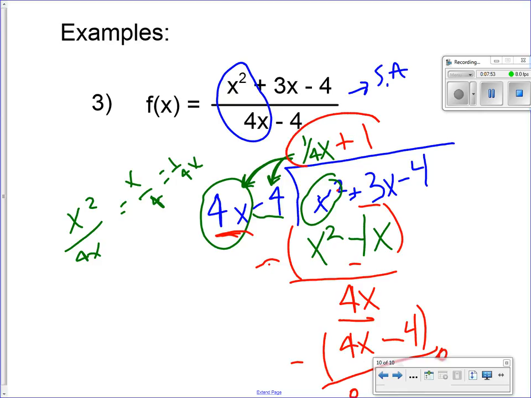So this is our quotient. If we had a remainder, we would just ignore it. So that's the equation of our slant asymptote. Notice it's the line, and the equation of the line is 1/4 x plus 1. That's it for these notes. You can go ahead and draw your line.